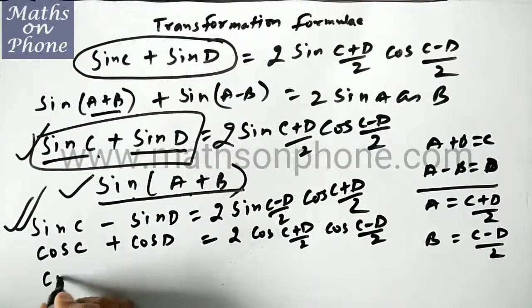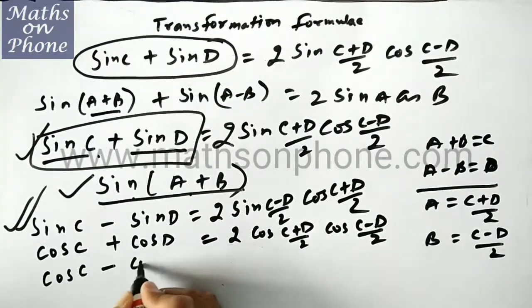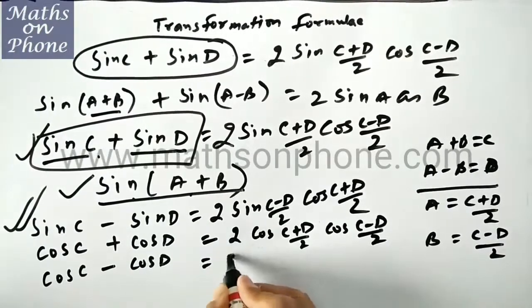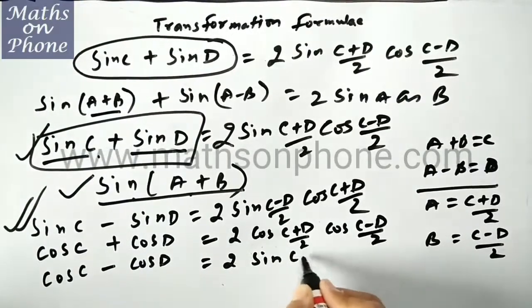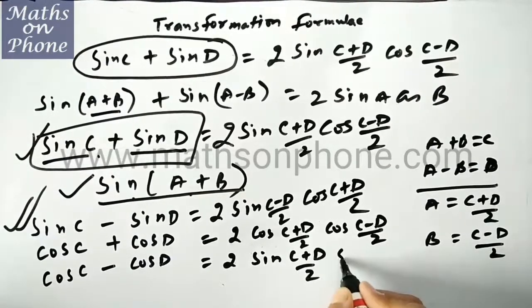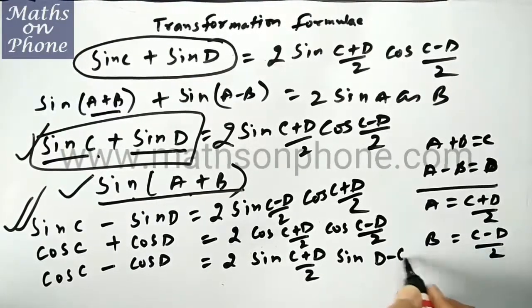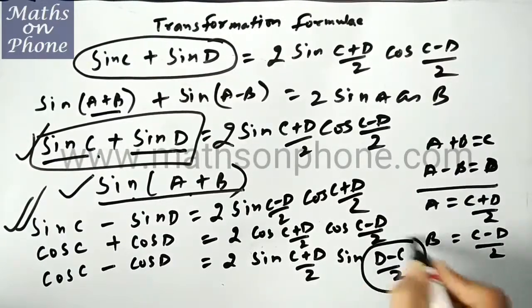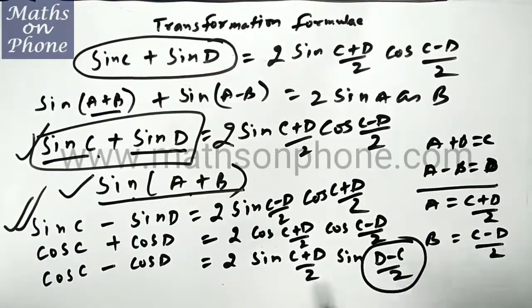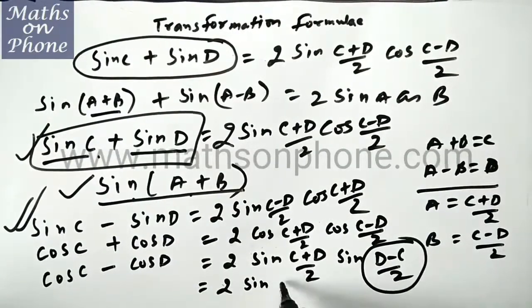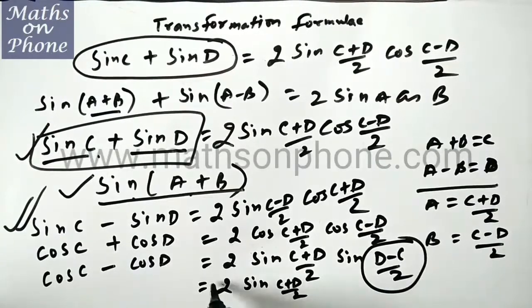And now the final formula, cos C minus cos D. This is 2 sin (C plus D)/2 into sin (D minus C)/2. Be careful here, D minus C by 2. Some people write it as 2 sin (C plus D)/2 sin (C minus D)/2 and put a minus sign here. So this can be written as 2 sin (C plus D)/2, and if you take minus common, this is sin (C minus D)/2.